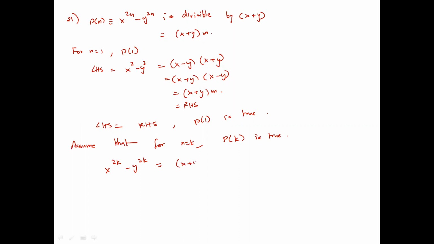It is divisible by x plus y. I am writing directly. Lastly, for k equal to 1, that is, P of k plus 1 you will take. Then on the left hand side you have x power 2 into k plus 1 minus y power 2 into k plus 1. But how to show that it is divisible by x plus y?